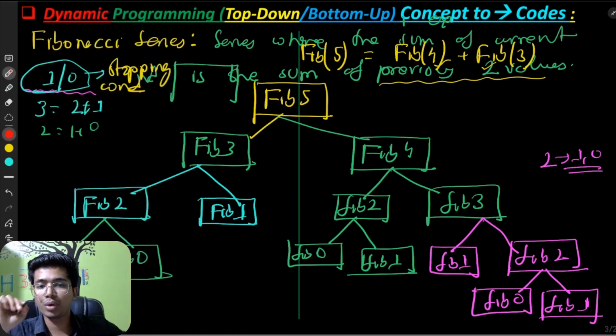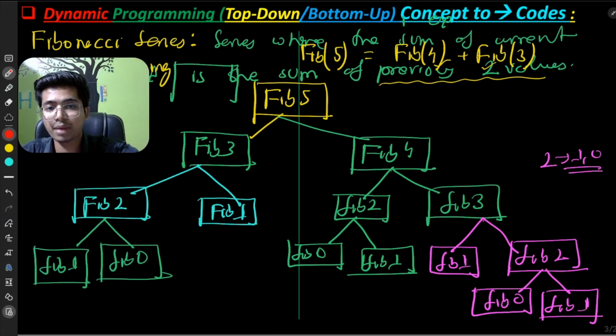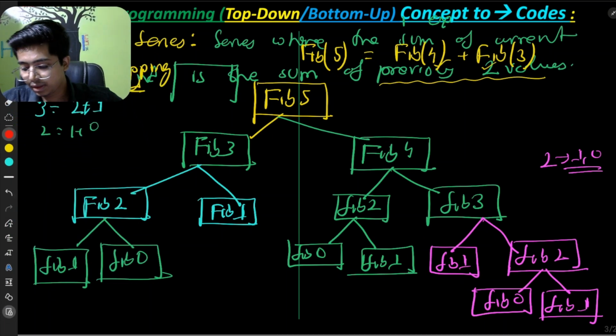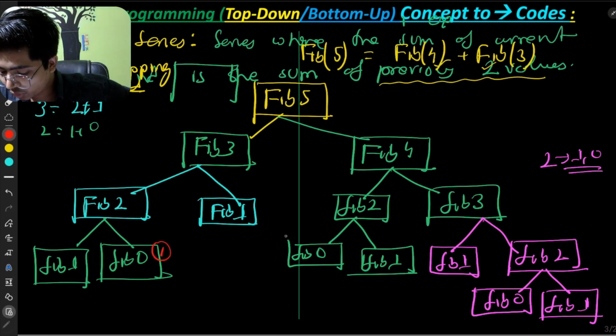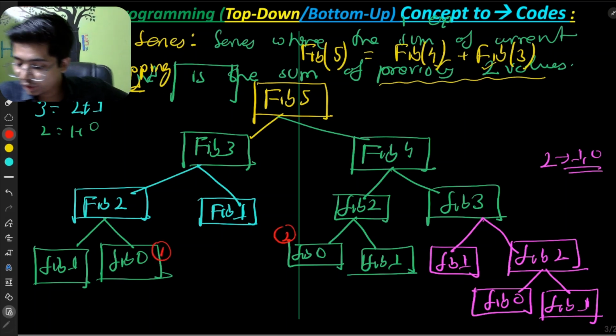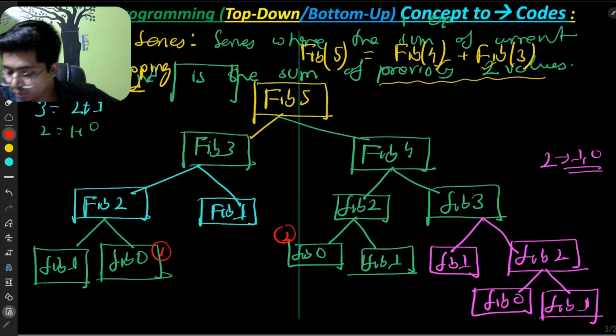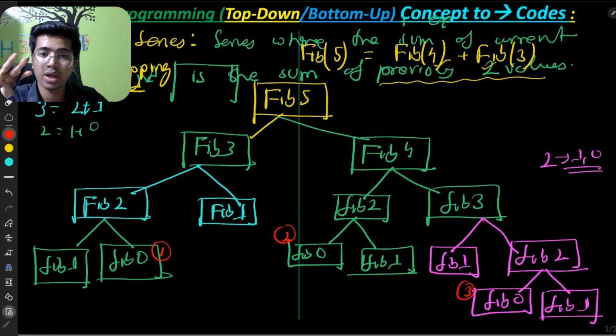The main thing to notice here is, if you observe the entire tree, look, here we get the 0. We got 0 for the first time, we got 0 for the second time, we got 0 for the third time. So we are getting this 0 many times. That means we got only the Fibonacci of 0 three times.